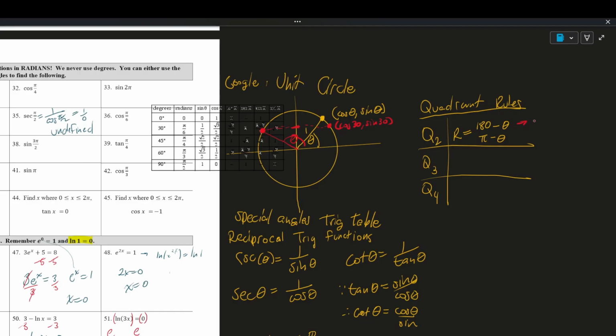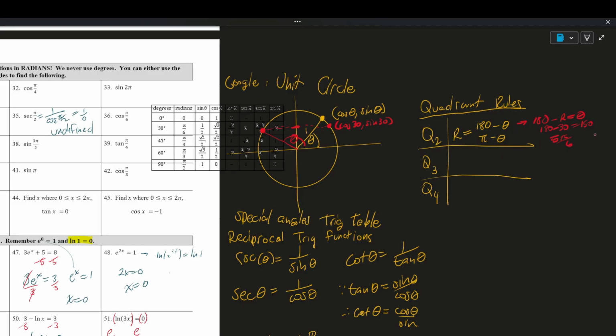If that's our angle theta, then the other angle in quadrant 2 must be 180 minus that angle. Similarly, 180 minus the reference angle gives us the given angle. So we know the angle here must be 30, and 180 minus 30, which is 150, or if you want to stick to radians, it's 5 pi over 6.